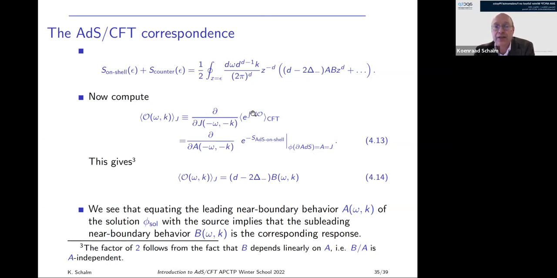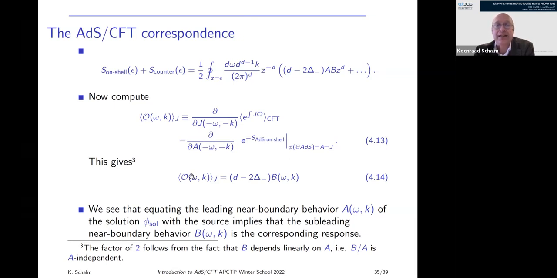Now I use the GKPW rule. I replace this by e to the minus the action. Strictly speaking, I should have used here the path integral. But remember, we're computing the leading approximation. So I substitute not the path integral, but its on-shell value, but still subject to the correct boundary values. The value of phi at the boundary, which by mathematical construction is A, but that by the GKPW rule should be equated to J. So whereas J here, I just write an A.